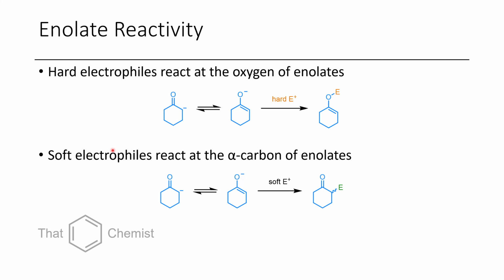However, if we use a soft electrophile, something like an alkylating agent like iodomethane or benzyl bromide, we'll actually see reactivity at the alpha position, at the carbon.